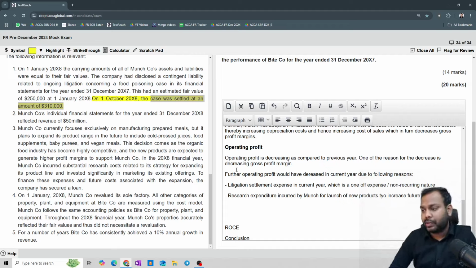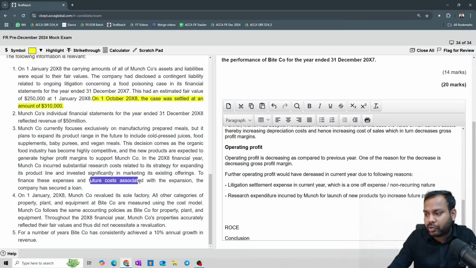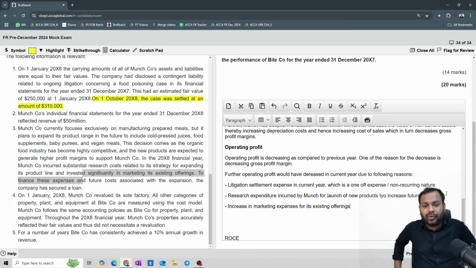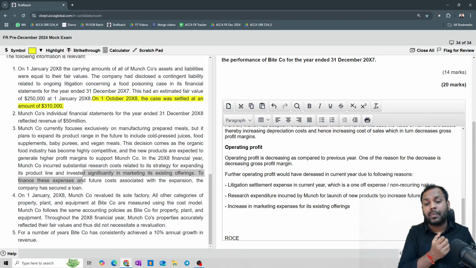Now this can also be one of the reasons, right? To finance these expenses and future costs associated with the expansion, the company secured a loan. Another reason can be an increase in the marketing expenses for its existing offerings. So these could also be the reasons for the decrease in operating profit, because all these will increase operating expenses, thereby decreasing the operating profit margin. I believe it is clear to all of you till here.